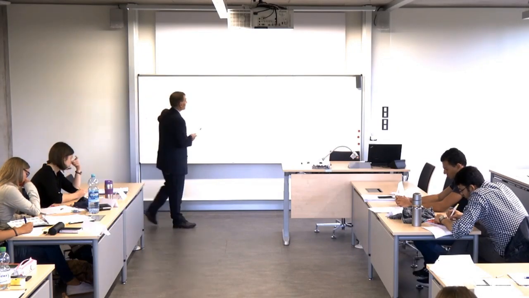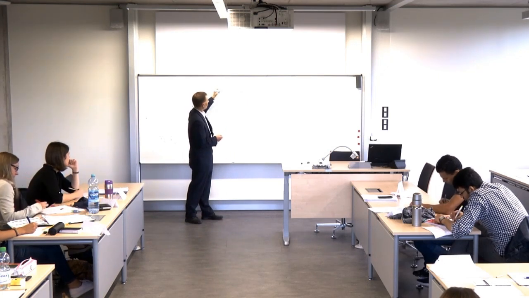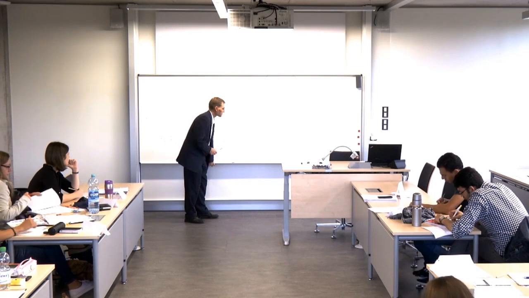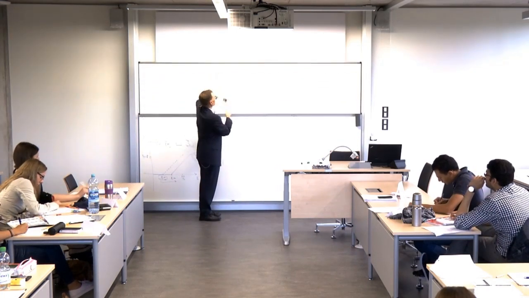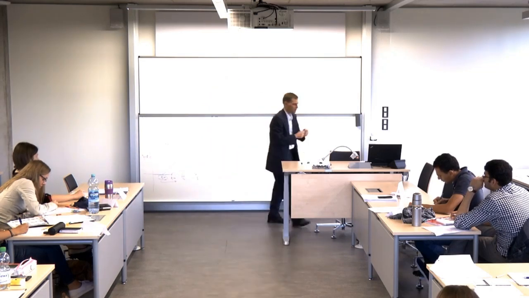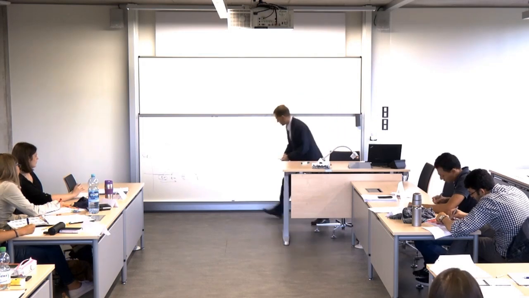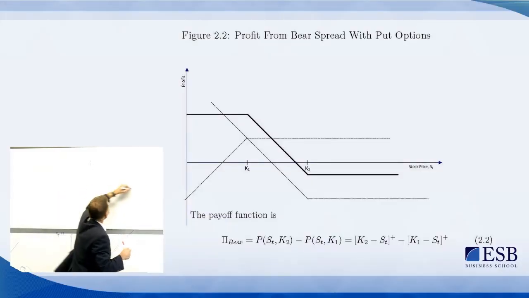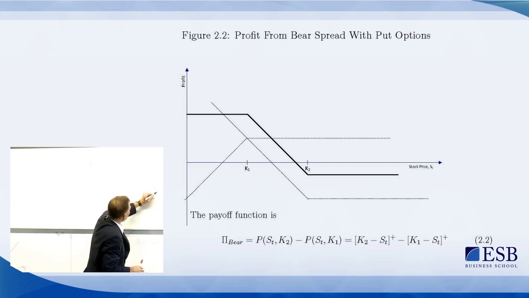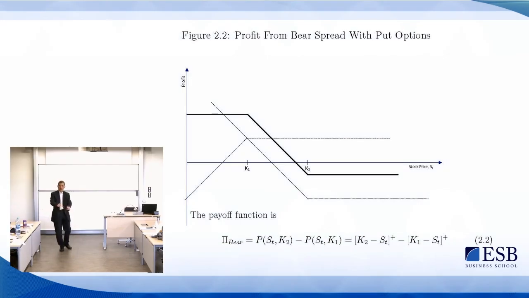Well, the opposite to a bull spread is what we call a bear spread. So, what is the bear spread? A bear market is the opposite of a bull market. Bull market, you expect the market goes up. Bear market, if you are bearish, you expect the market goes down.